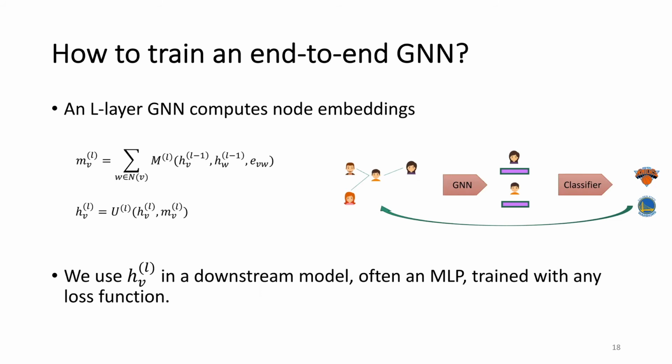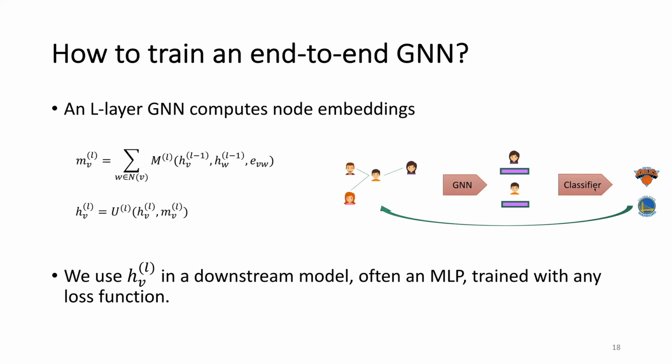I'd like us now to switch gears and spend a few slides to talk about how to train GNNs in an end-to-end fashion. Remember that an L-layer GNN computes a representation for each node in the graph, and then this representation is fed into a downstream model, which is often an MLP, to compute a prediction. A loss function is defined, and gradients are backpropagated all the way to the MLP model parameters as well as the GNN model parameters, right?